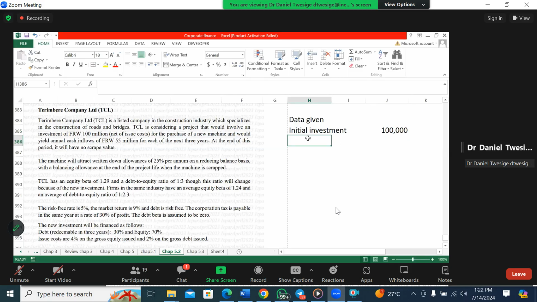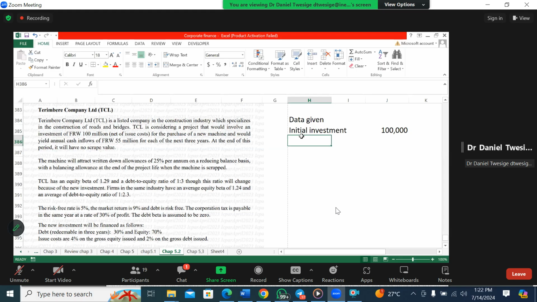And that will involve, you put it net of issue cost on that initial investment. It is net of issue cost. We shall get it from that. It's net of issue cost.